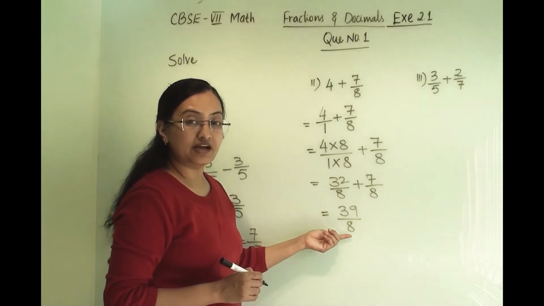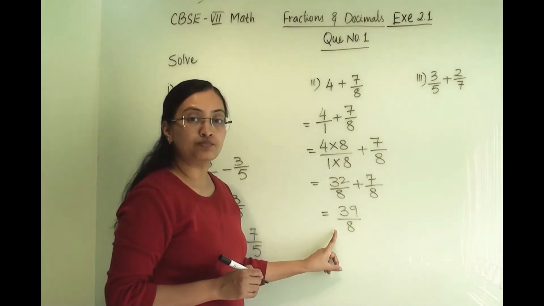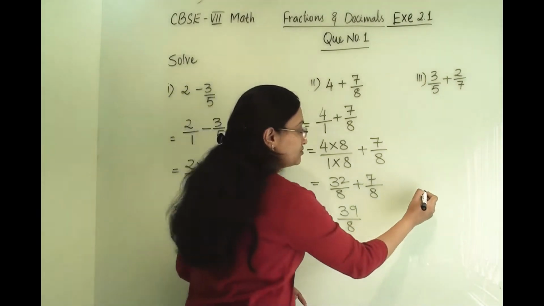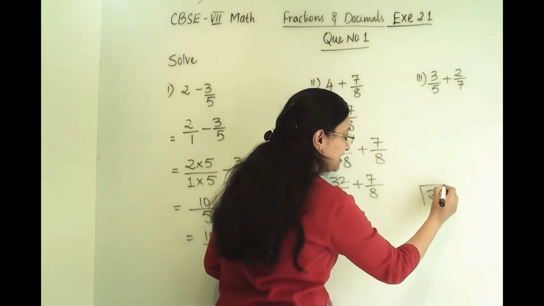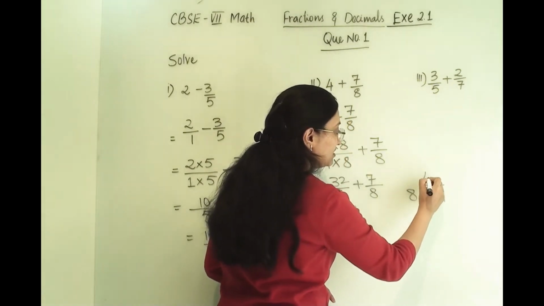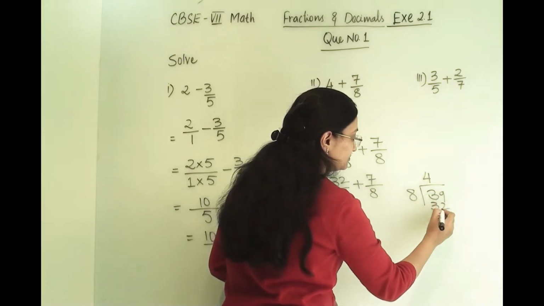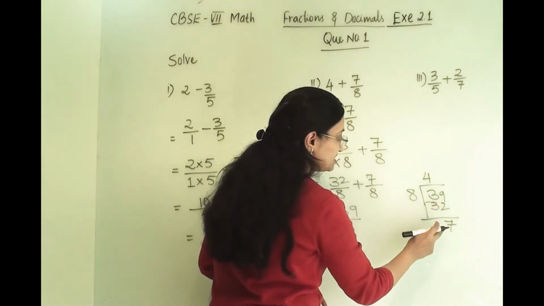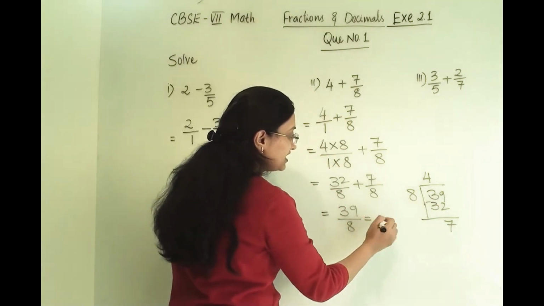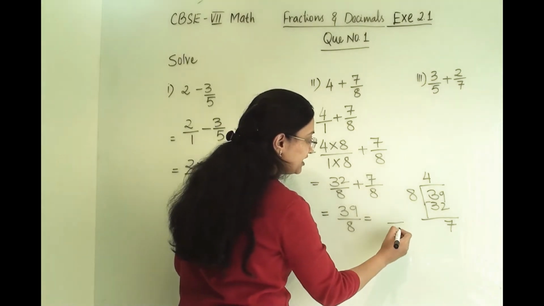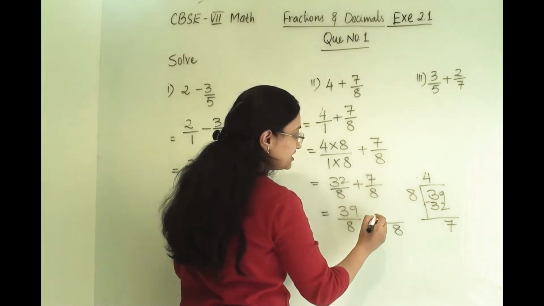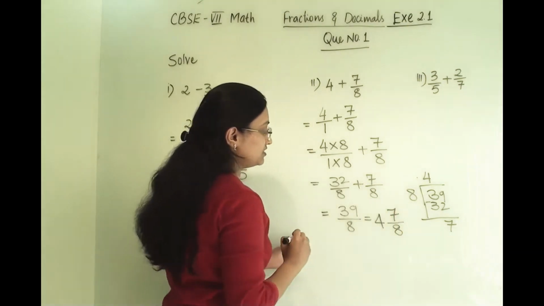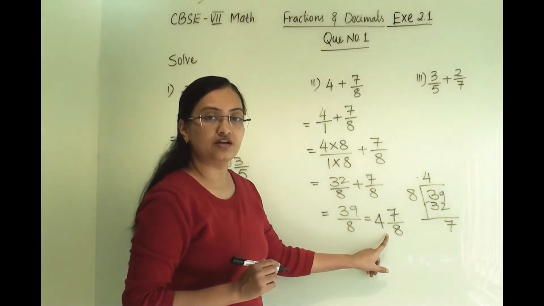This is 39 divided by 8, but this is an improper fraction, so we have to convert this improper fraction into a mixed fraction. So let us divide 39 by 8. Here we will get 4, 4 eights are 32, and down we will get 7 from this subtraction. Now let us arrange this in mixed fraction. The denominator will go in the denominator. This quotient is a whole number, so it will come here, and the remainder will go in the numerator. So this is our mixed fraction.